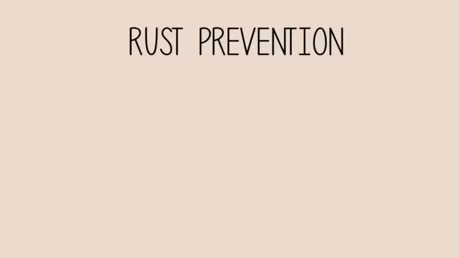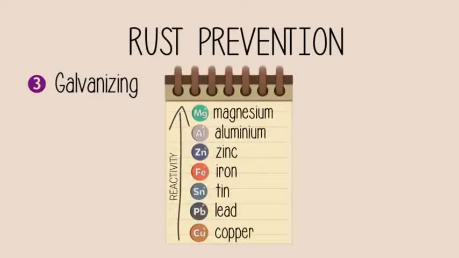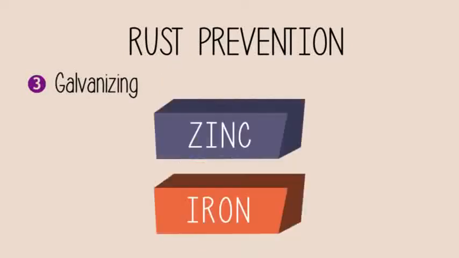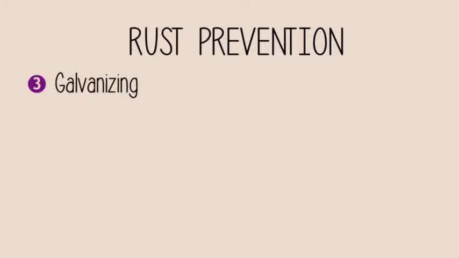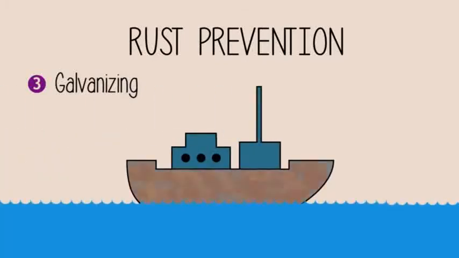Another way to prevent rusting is a sacrificial protection method called galvanizing. Have a look at this reactivity table. Zinc is more reactive than iron. When exposed to oxygen and moisture, zinc will corrode faster than iron. So if we put them together, zinc protects iron but is sacrificing itself, hence the term sacrificial protection. This method is applied to prevent rusting on ships.